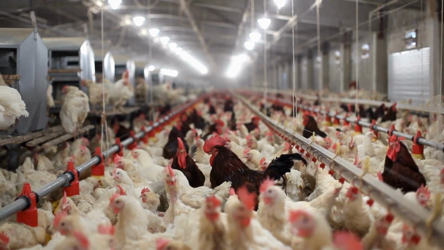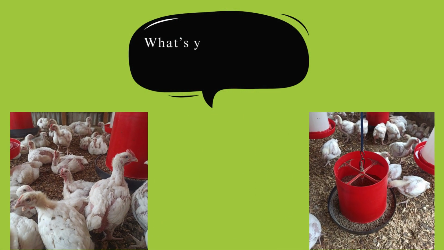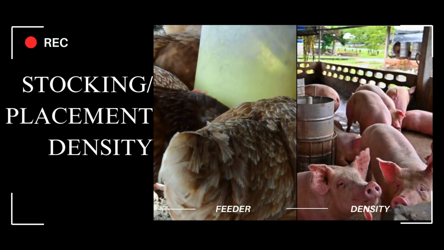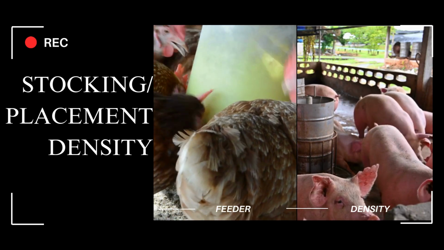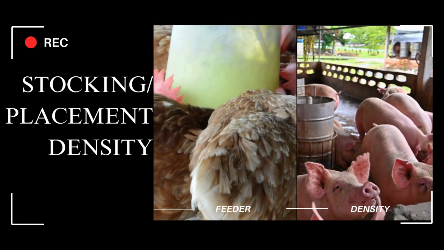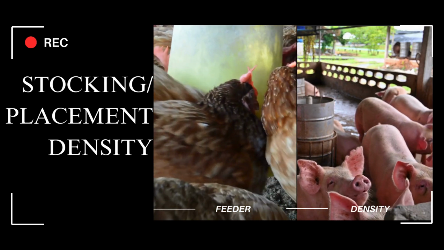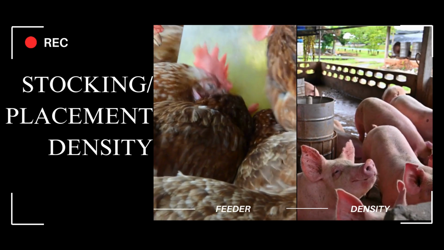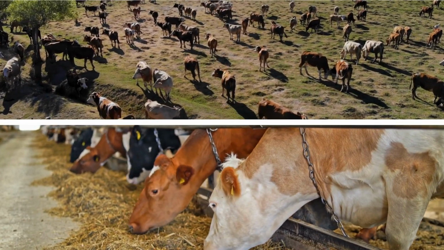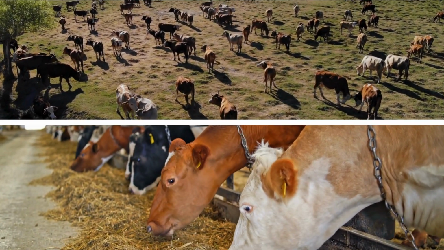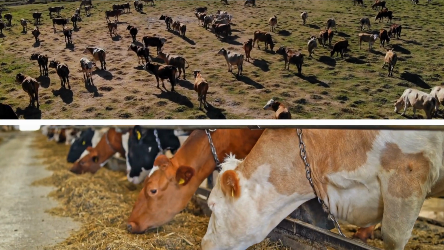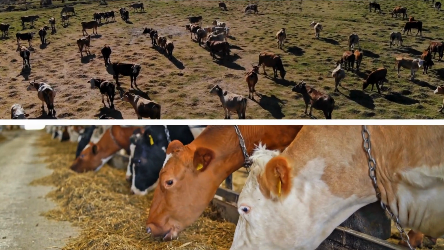Another example, we might ask you what your stocking or placement density is. We are asking how many animals per square meter you are placing or have in an area, as that impacts animal health and growth rates. Just as you can tell when you run out of grass that you have too many cows on a plot, we can tell by growth rates and uniformity that you have too many animals in a confined space.